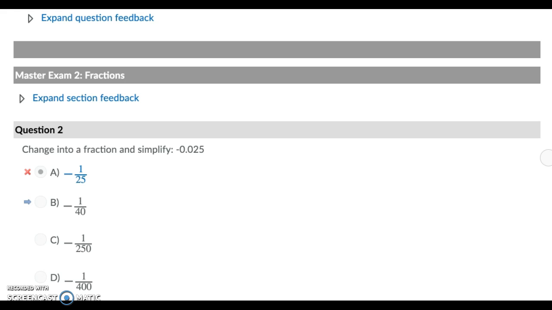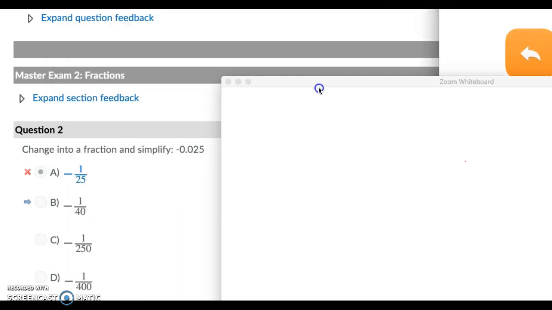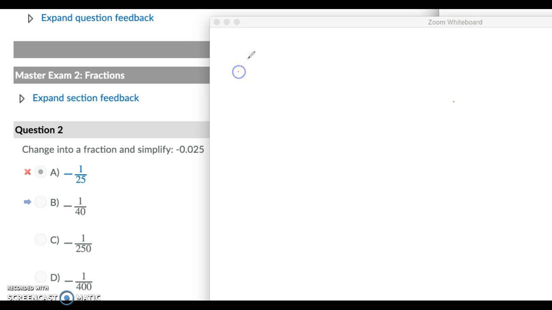Okay, the first one, simplify 0.025. So the first thing you have to do is decide what place value this is. So this is tenths, hundredths, thousandths. Since the last number is in the thousandths place, it's going to be 25 over 1,000.